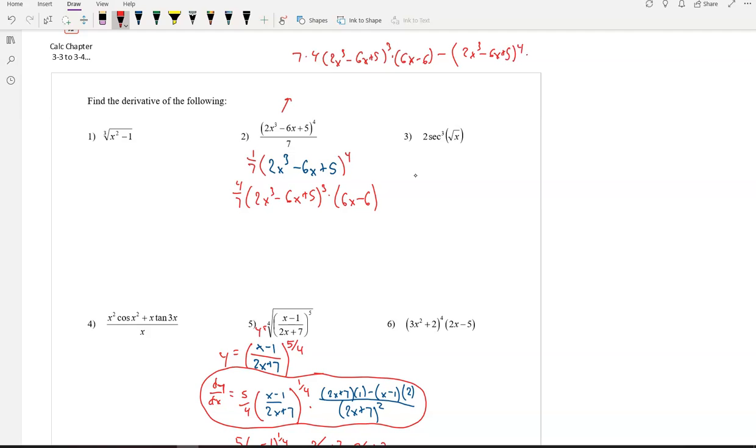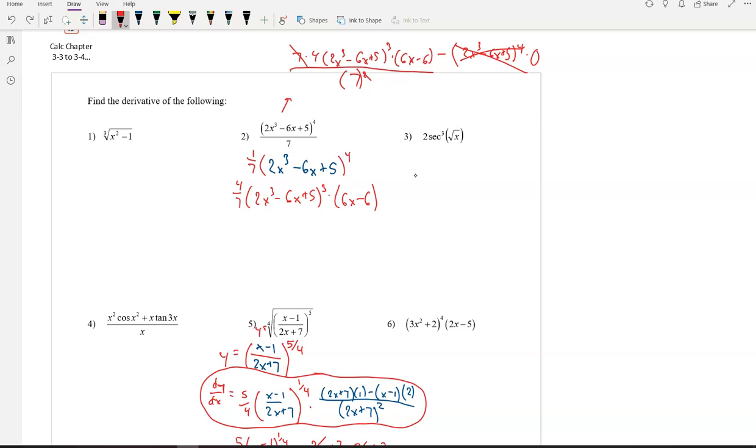What's the derivative of 7? 0. So this whole piece goes away. All over the bottom squared. So 7 squared, like that. Okay, and lo and behold, if I cancel this 7 with one of these 7s, I now have 4/7, so there's the 4/7, 2x cubed minus 6x plus 5 to the 3rd, times 6x minus 6. So you see you get the same thing. And it's really not that much different, just much harder work to do.